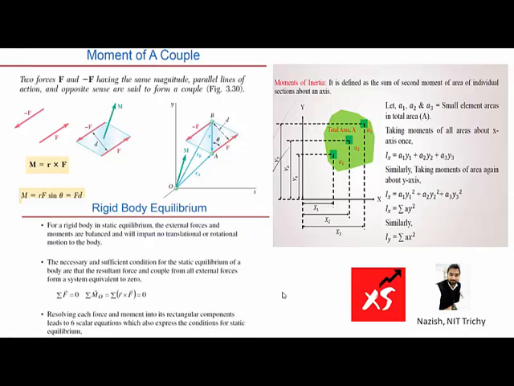See, in the figure, we need to find out the moment of inertia of a rigid body. In that case, this could be defined as the sum of the second moment of area of individual sections about an axis. We need to find out the moment of that particular particle, and we need to integrate it to obtain the moment of inertia of the whole body. Let's try to understand this.